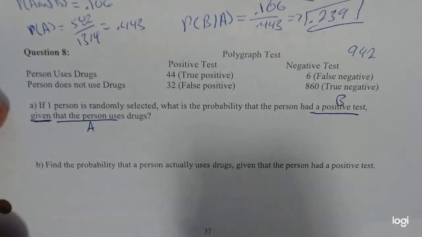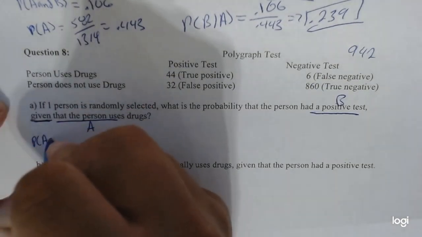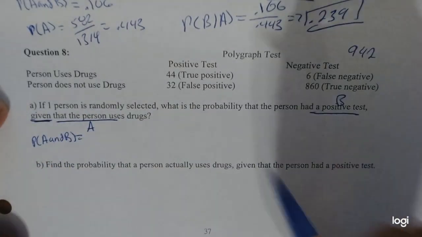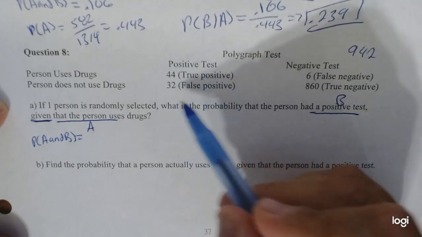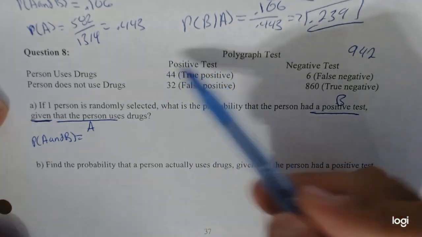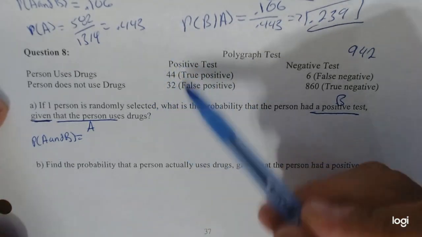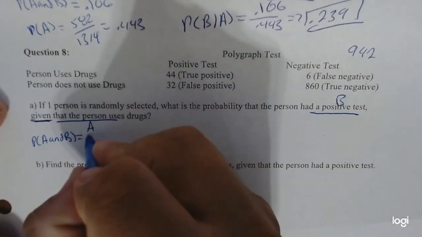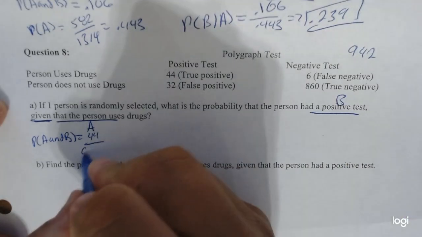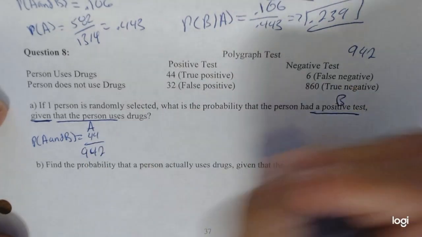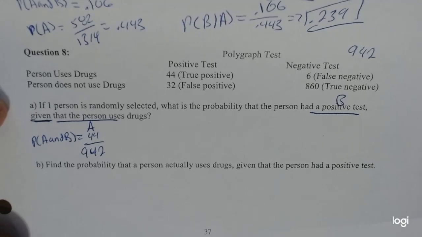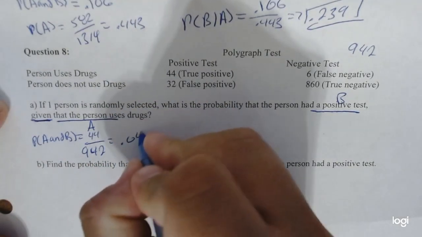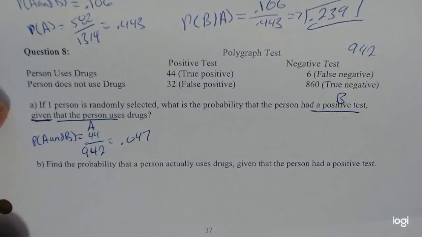So according to our table, how many people got a positive test and also use drugs? So out of the positive tests, how many just use drugs? 44, right? So 44 out of a total, I did this earlier, 942, I believe, is everybody together. So when we divide these two out, you get 0.047 as that answer.